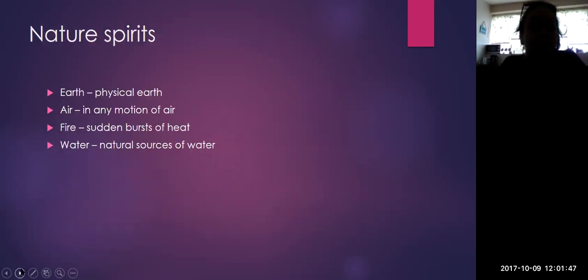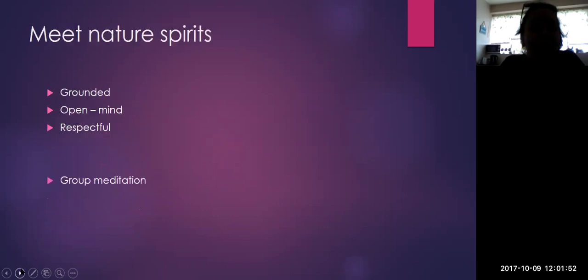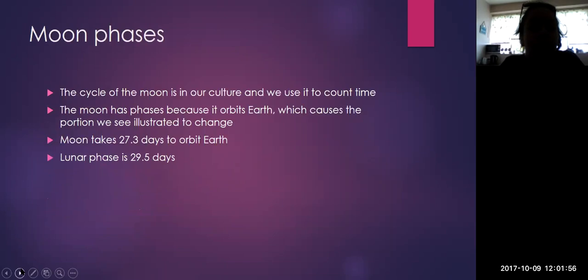Then we did the nature spirits: earth, air, fire and water. We did the lovely meditation where we met the nature spirits. We discussed the moon phases. The cycle of the moon is our culture, so we use it to count time. The moon has phases because it orbits Earth. Please do also write that down.